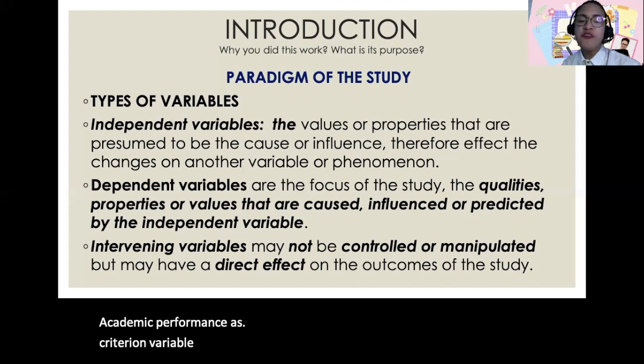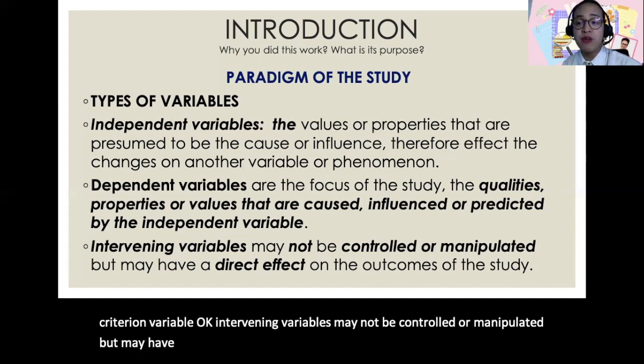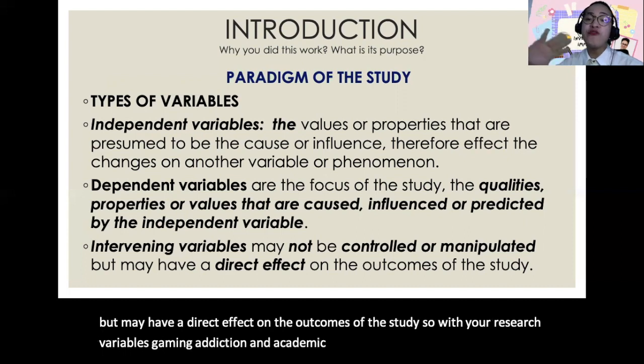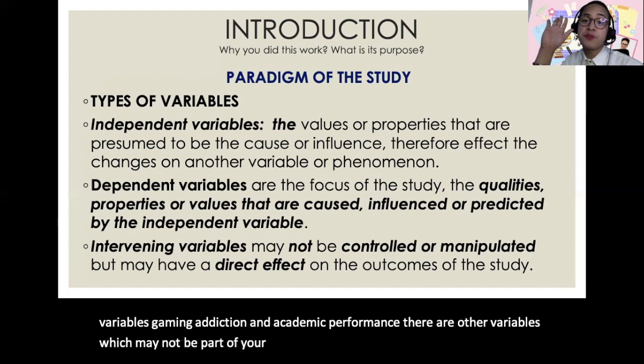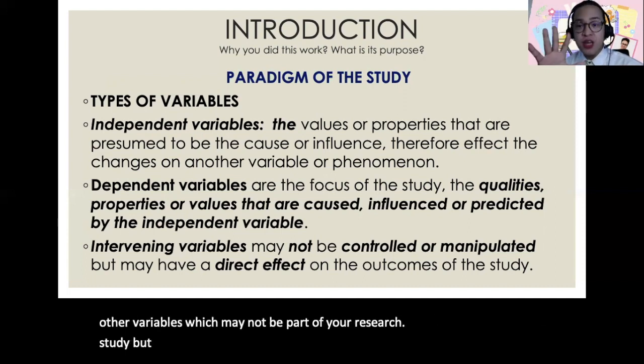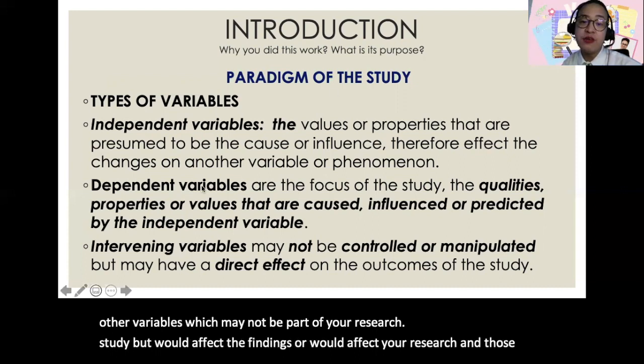Okay? Intervening variables may not be controlled or manipulated but may have a direct effect on the outcomes of the study. So, with your research variables, gaming addiction and academic performance, there are other variables which may not be part of your research study but would affect the findings or would affect your research. And those are called intervening variables.